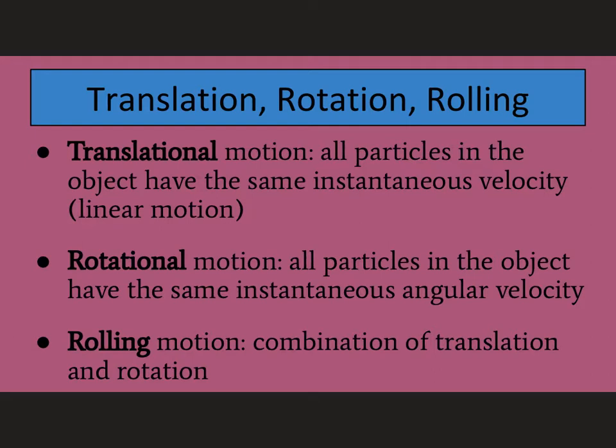Then we have our rotational, which is when all the particles in the object have the same instantaneous angular velocity. And so we'll talk about the difference there in a few minutes. And then we have rolling, which is actually a combination of both translational and rotational. So consider a tire rolling along the road, or a ball rolling down a hill, something of that nature.